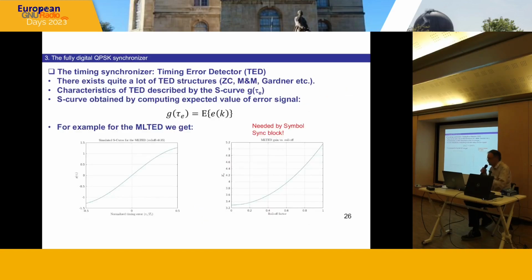So now, to go a bit more to practice, what do you have to choose? What do you have to understand to have a TED working? In fact, the characteristics of your TED is described by what is called the S-curve, which is G depending on the error, the time error. Okay, so here you've got an example for this maximum likelihood TED.